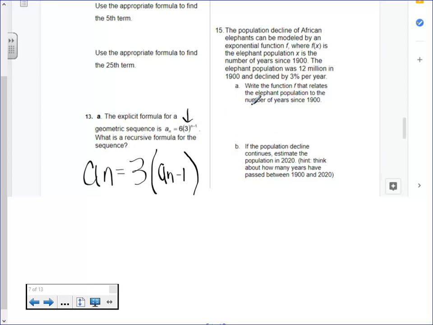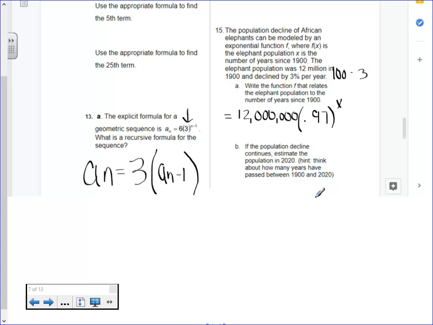Okay, so we just need to write, it's a decay function. What is our initial value? How many did we start with? 12 million is our initial value. If this is a decay function, we're going to take 100% minus 3%, which is how much? It would be 97%, so we take it times 0.97, and then raised to the x power. That's the function that we're using.